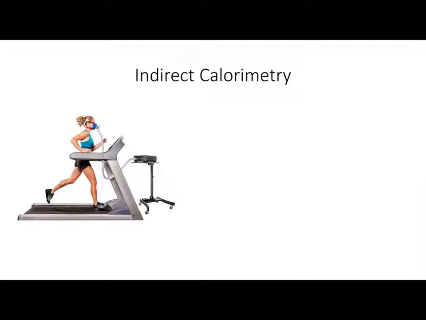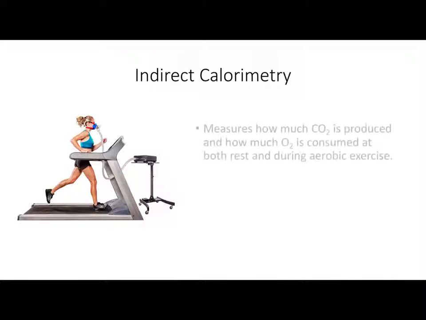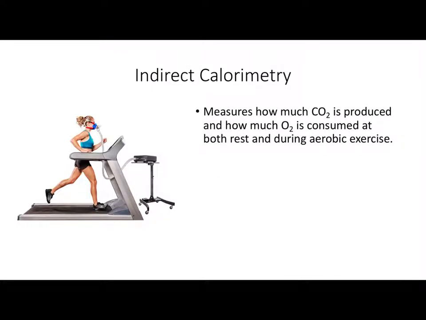Right, so the first one we're going to look at is indirect calorimetry. I've just got a picture here of a female athlete on a treadmill. Now, you could argue that this could also be a similar image for a VO2 max test. But what is indirect calorimetry? It measures how much carbon dioxide is produced and how much oxygen is consumed at both rest and during aerobic exercise.